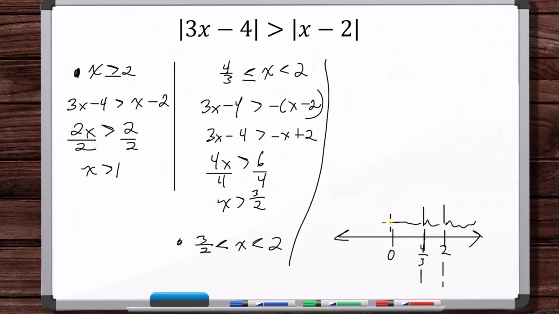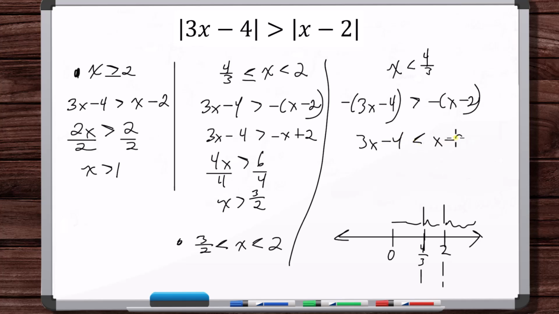So now the last region is x is less than 4/3. Okay, so both are going to be negative. Let's multiply both sides by -1, and now the inequality flips. Subtract x from both sides, add 4 to both sides. Minus 2 plus 4 is 2. X is less than 1. So x is less than 4/3 and x is less than 1 would be x is less than 1.